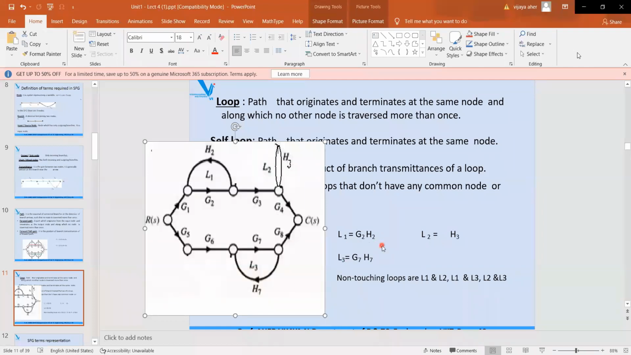Understood up to this? Yes, ma'am. Okay, let's move ahead. Okay beta, thank you. Abhishek is fine, let's move ahead.